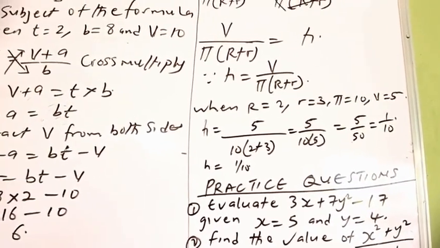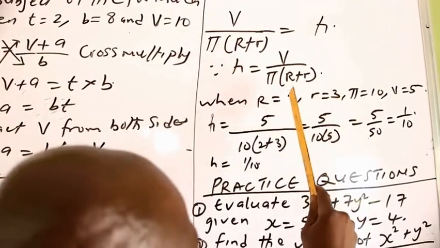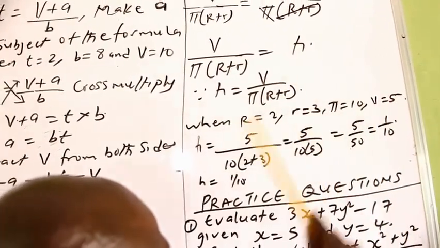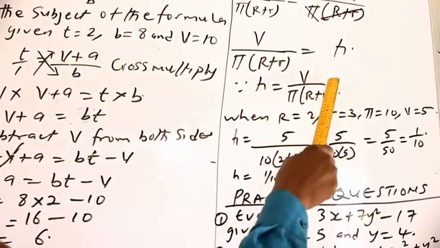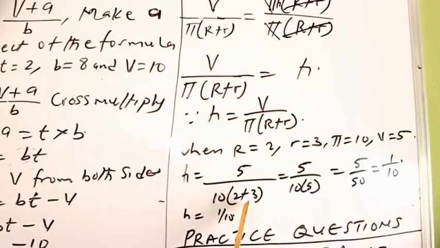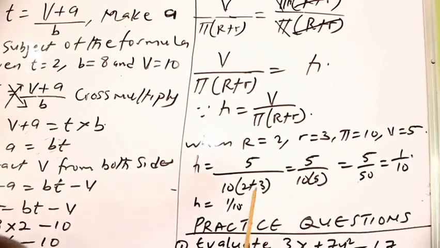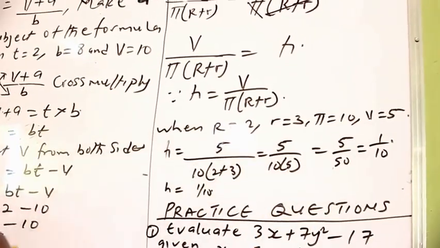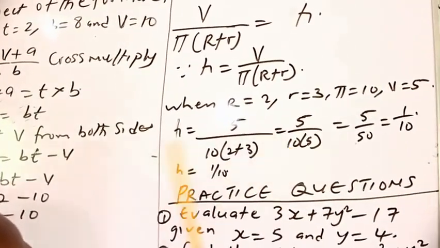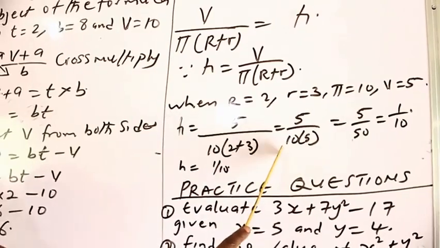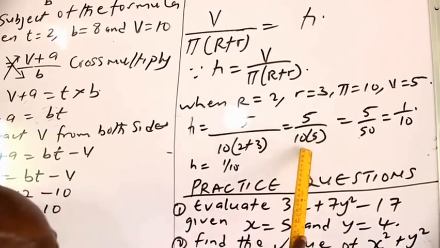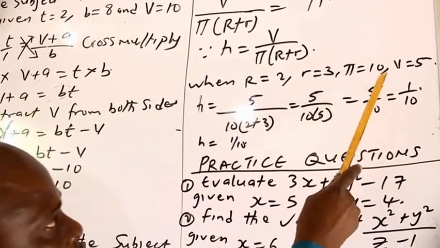Now, according to this question, when the value of capital R is 2, small r is 3, pi is 10, and V is equal to 5. You use this formula. V is 5 over pi is 10, open bracket, 2 plus 3. 2 plus 3 gives us 5. 5 over 10, open bracket, 5. Now, to remove this bracket, you multiply 10 times 5, which gives us 50. That's 5 over 50.